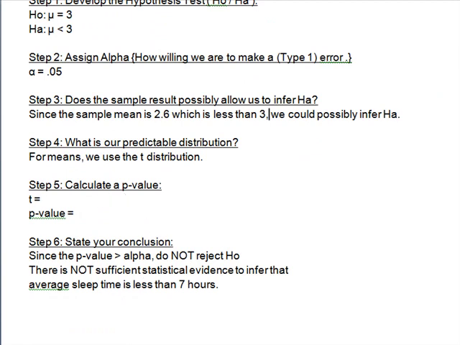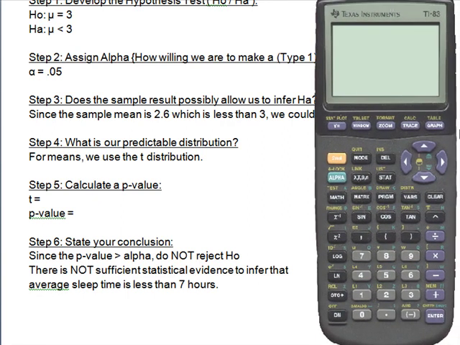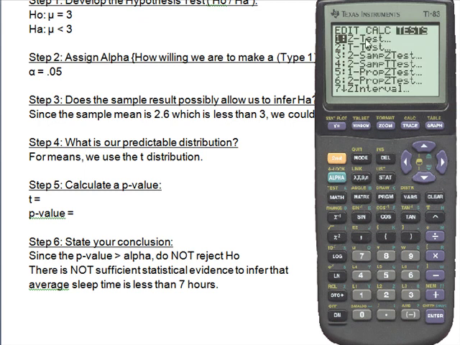So let's do that using the calculator. So let me bring in a calculator. Okay. And we turn it on. Clear what we had before. And we go into stats. So stats, and we go to tests. So we'll go over to tests. And we'll do a t-test, number 2 on this calculator here.